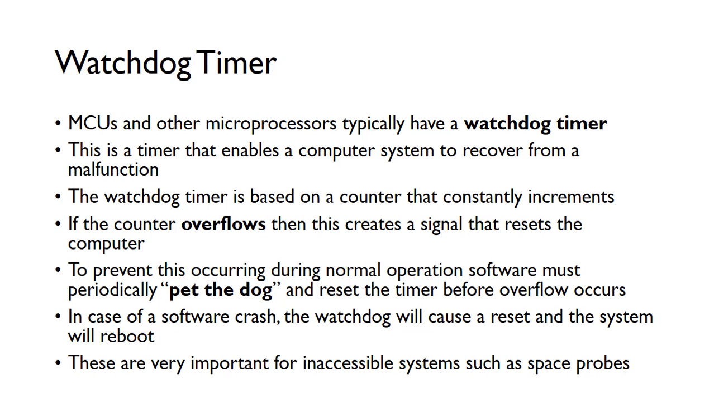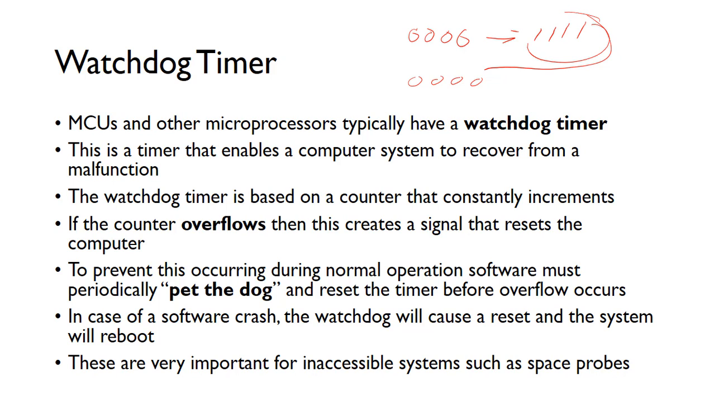So the watchdog timer is based on a counter that constantly increments. Now if the counter overflows, so it gets to the end, say a 4-bit counter, we know it's going to count 0, 0, 0, 0 up to 1, 1, 1, 1. So once it gets to 1, 1, 1, 1, it'll overflow, and essentially it goes back to 0, 0, 0, 0. So with a watchdog timer, if the counter overflows, this creates a special signal that resets the computer.